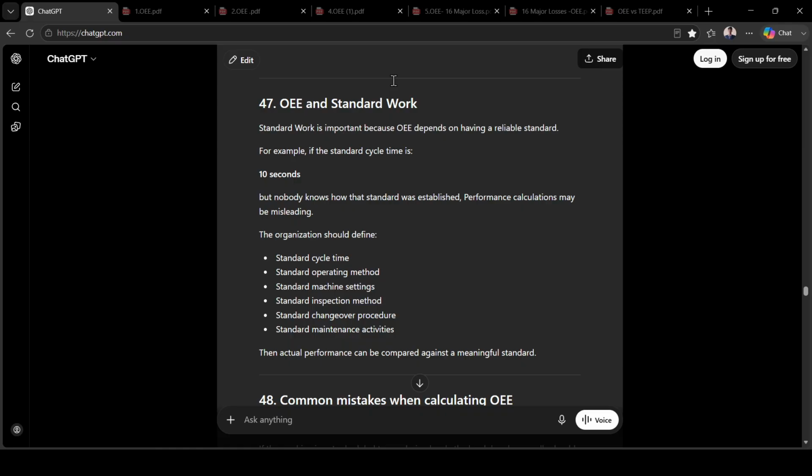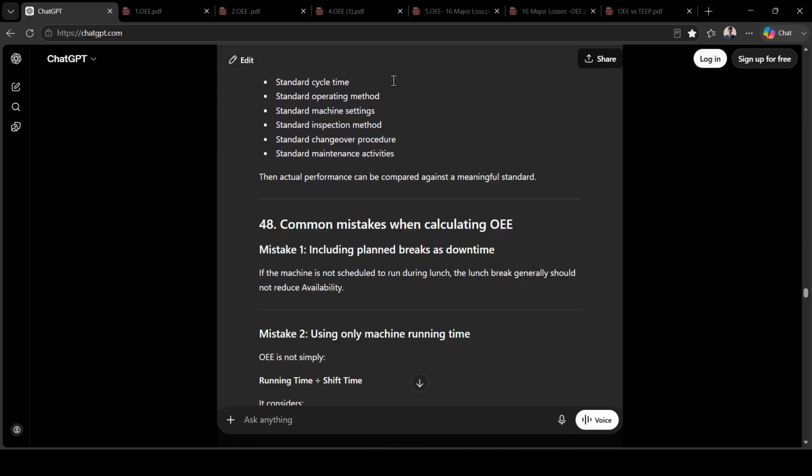The organization should define standard cycle time, standard operating method, standard machine setting, standard inspection method, standard changeover procedure, standard maintenance activities. Then the actual performance can be compared against a meaningful standard. So this is the main work. First we mention the standard cycle time, then standard operating method, then standard machine setting, standard inspection method, standard changeover procedure, standard maintenance activities. Then the actual performance can be compared against the meaningful standard.